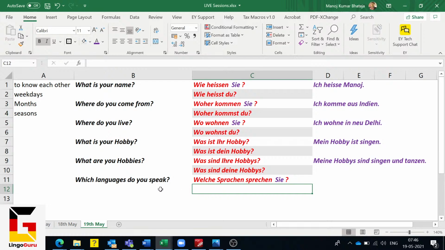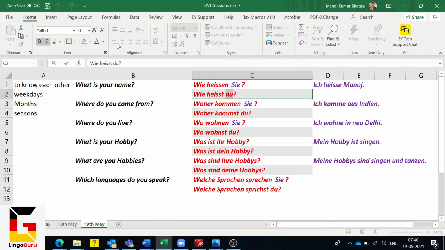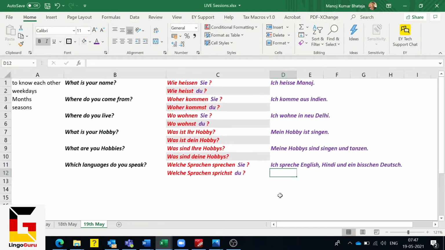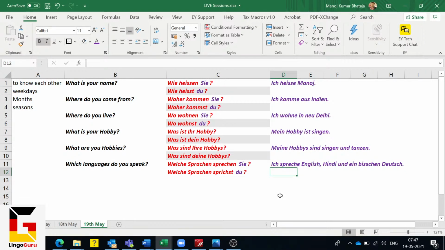Now, how to answer this question? How to ask in the informal way? Welche Sprachen sprichst du? And you can observe whenever I'm asking somebody the informal way, I am using this du form. Right? So you may answer, ich spreche Englisch, Hindi und you can say ein wenig or you can say ein bisschen Deutsch. Ich spreche Englisch, Hindi und ein bisschen Deutsch.